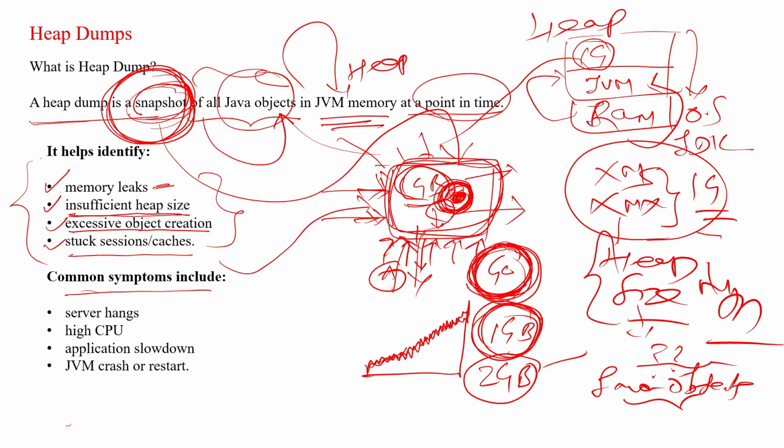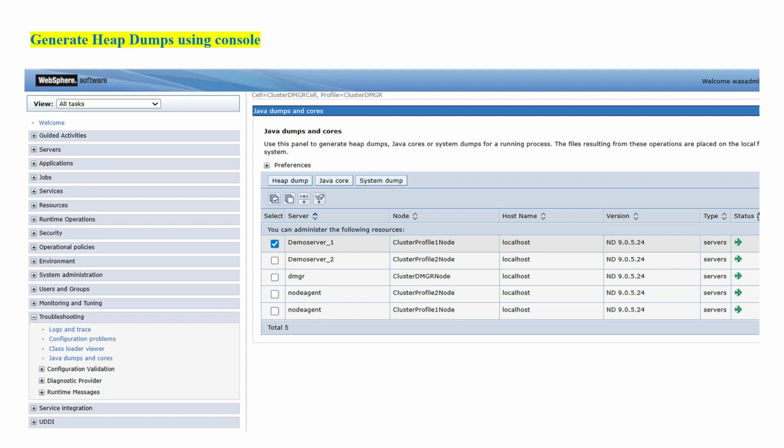So common symptoms include server hang. If you have a problem with the memory and your heap is getting exhausted, your server may hang because it's not able to process the requests. Your CPU utilization will go high, and the application may slow down. In fact, the JVM can also crash or restart if it is not allocated sufficient memory or JVM heap size. So this is called the heap dump, which is a snapshot of all the Java objects that are created inside the JVM heap. Right, so now I hope it is clear to you what the heap dump is.